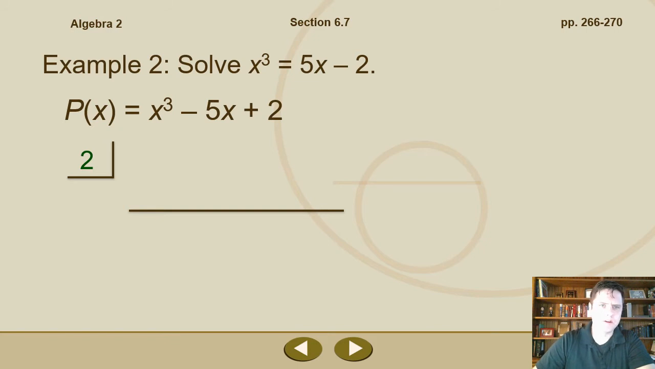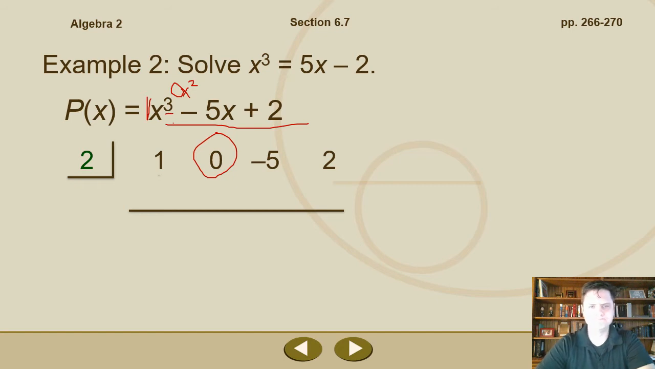Remember, here, there's a trick. This has 1, but we're missing the x squared term. So we have to write that as 0x squared, and then negative 5x plus 2. So we should write 1, 0, negative 5, 2. Don't forget this 0. You have to make sure that every power of x is represented, starting from the highest one moving downward.